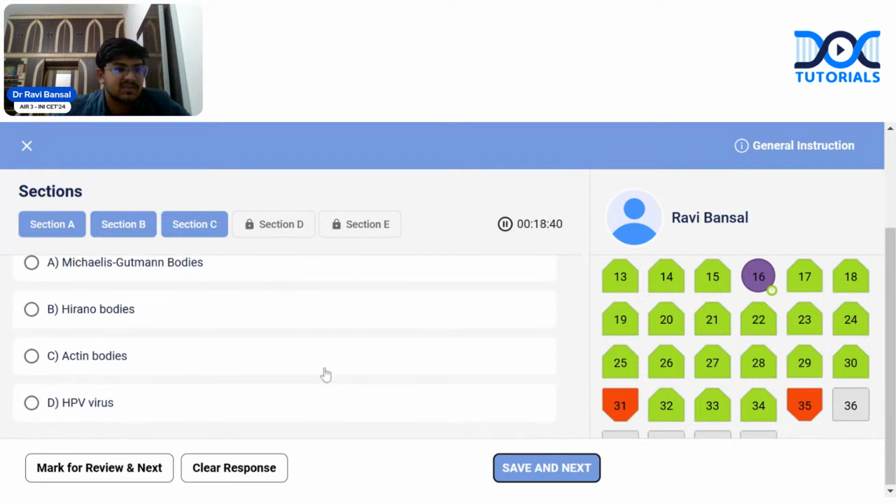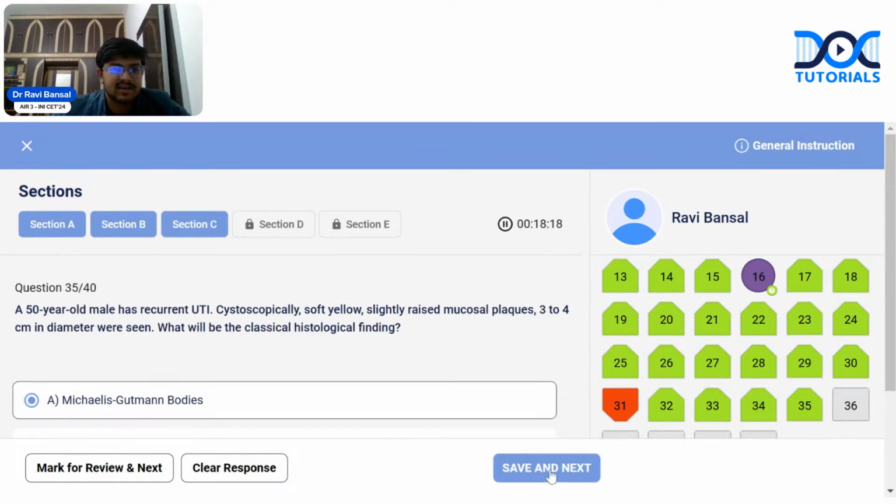So in malakoplakia we see Michaelis-Gutmann bodies. HPV has nothing to do with bladder, you can rule out this option. Actin bodies, I haven't read anything like this in urology, urosurgery actually. Hirano bodies are related to CNS, seen in I think Alzheimer's. So you can obviously rule out three options, and this is obviously the correct answer.